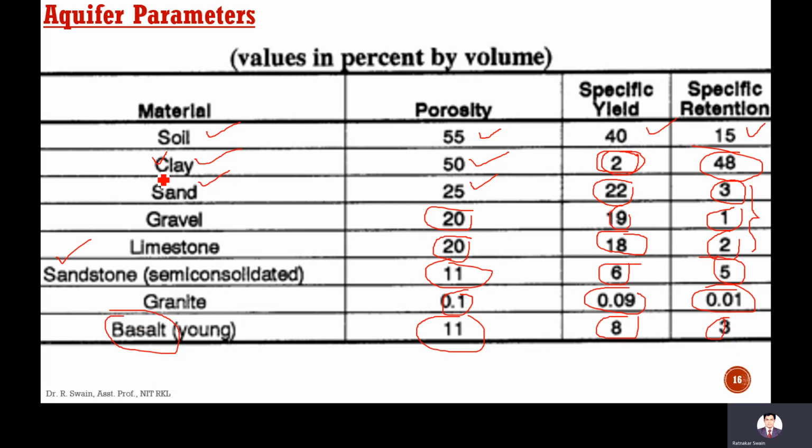So among these, clay material has less yield and more retention, and others have more yield and less retention. So these are the porosity, specific yield and specific retention of different materials.